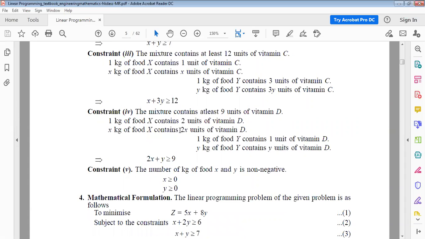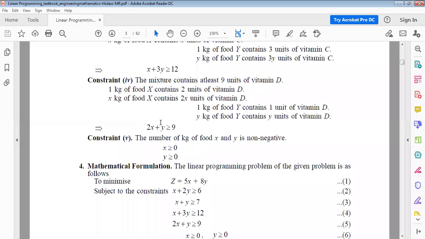So X kg will be twice X. And 1 kg of Y contains 1 unit of vitamin D. So Y kg will contain only 1 into Y, that means Y units. So total vitamin D: at least, twice X plus Y greater or equal to 9. At least, this is why.